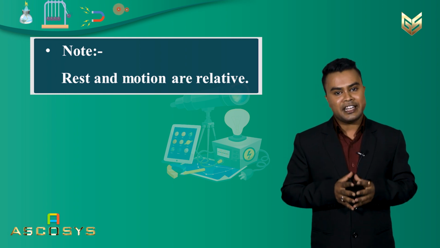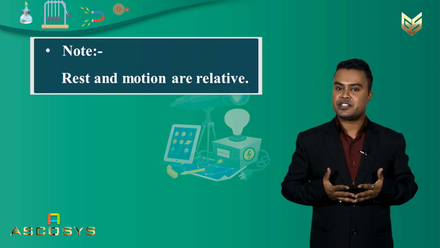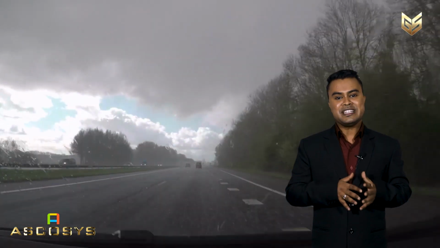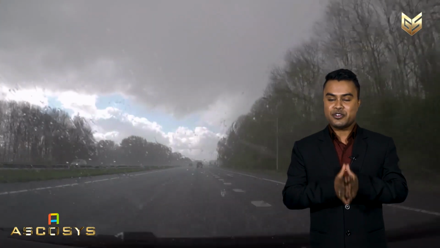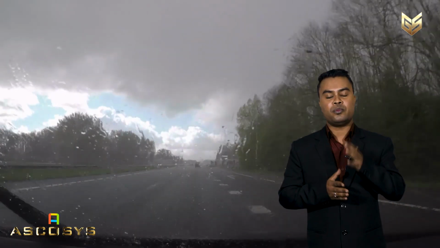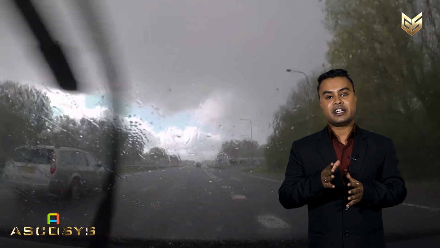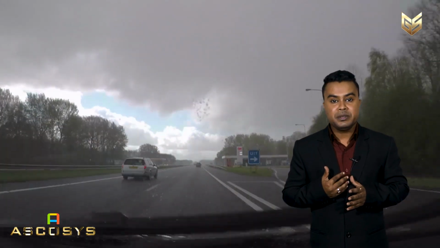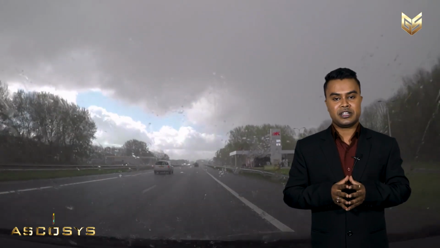What you see at rest might not be at rest for me. For example, you are looking at a car moving on a highway. Now for you, the car is moving. Now imagine me sitting in the car looking outside. If you are standing outside, I will find that you are also moving backwards. That means you are not at rest with respect to me. You are in motion. That's why we say rest and motion are relative terms.